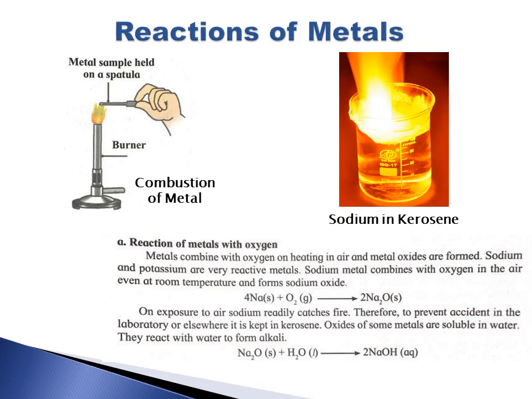Now let us see the chemical properties of metals. Metals are reactive. They lose electrons easily and become positively charged ions. That is why metals are called electropositive elements. To begin with, we will see the reaction of metals with oxygen. Metals combine with oxygen on heating in air and metal oxides are formed.